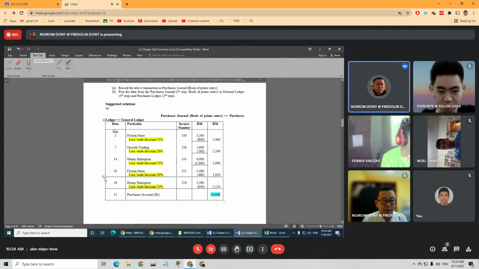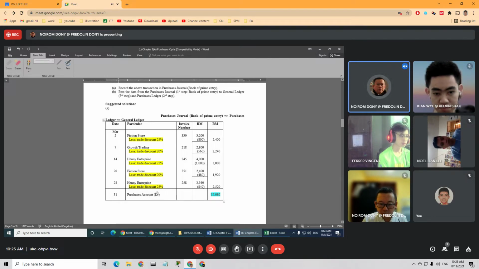So no more transactions for the month of March, so we can do the total column here. We must put the last day, 31st of March. Since this is the purchases journal, you put here purchases account. And remember, in a bracket you must put DR. DR means not doctor, but debit. Because remember, purchases is an expense. Expenses is a debit item, correct? So that's why you just put debit here.